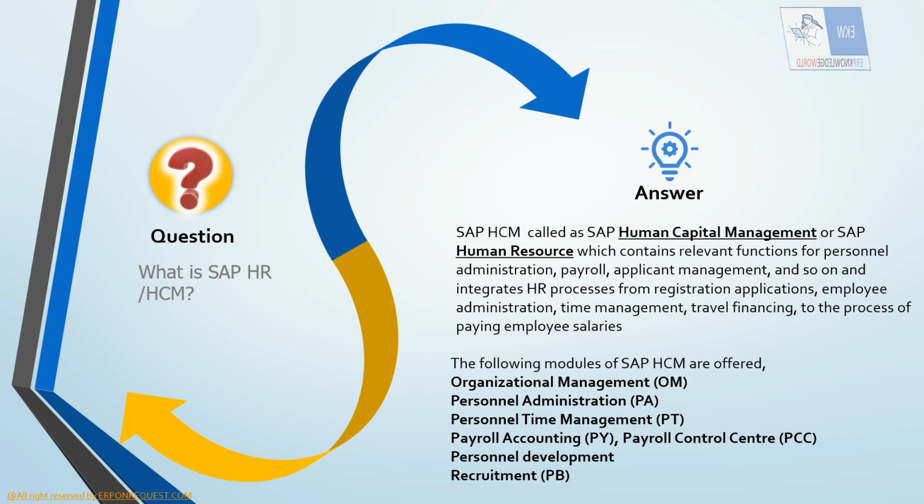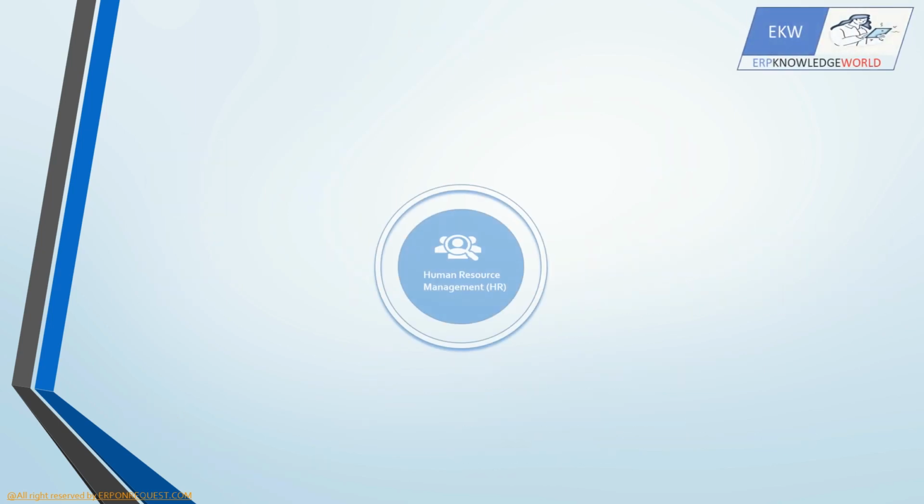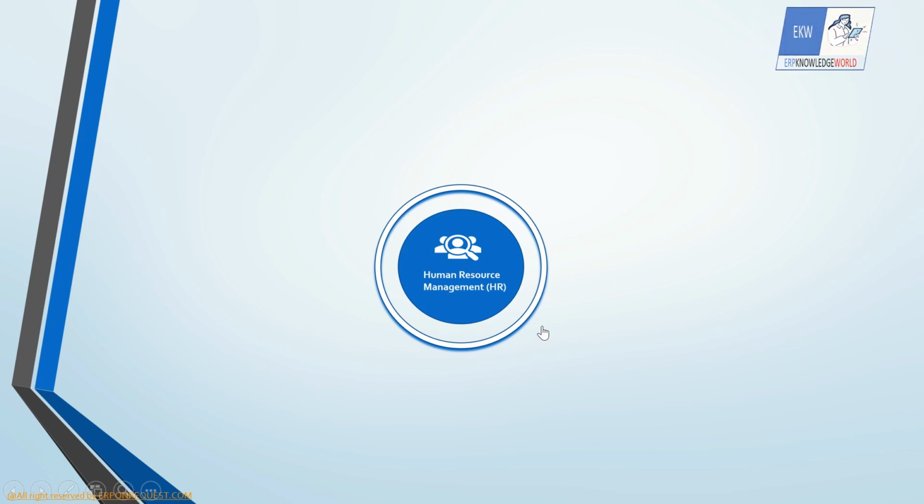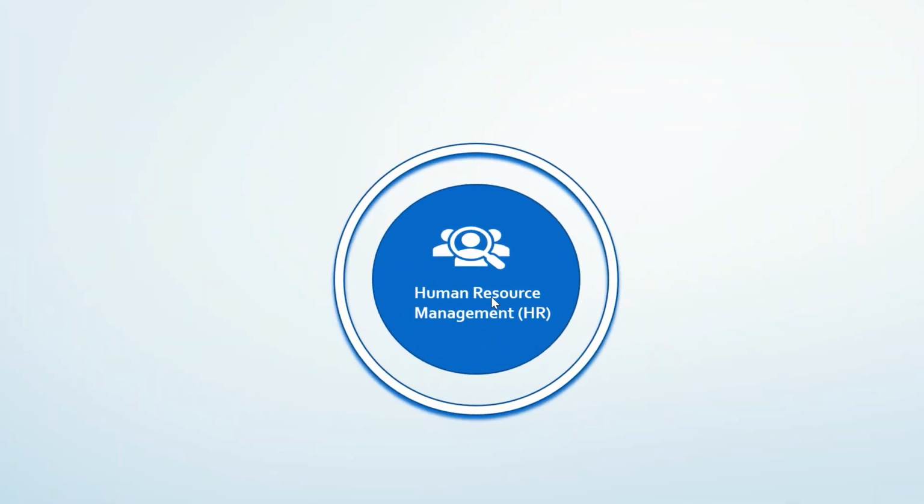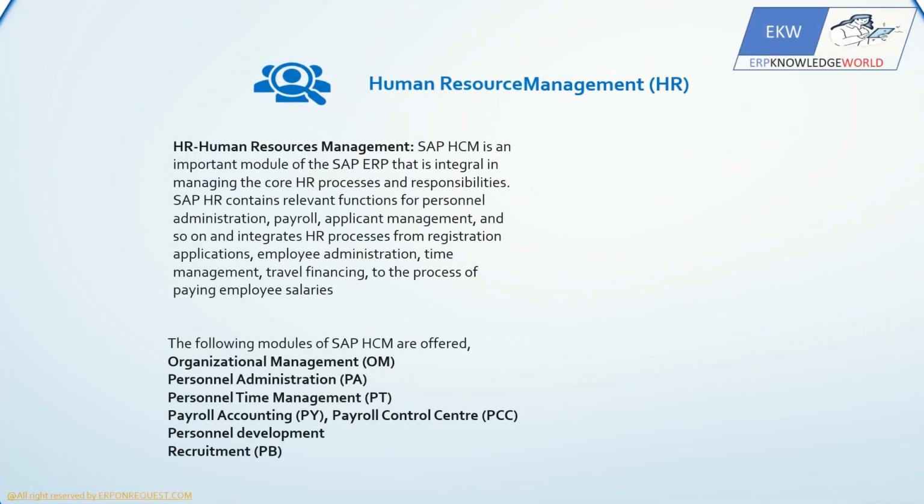So normally, if you go for SAP HR, you can see some modules: organizational management, personnel administration, personnel time management, payroll accounting, and now the latest is there's a cloud solution. So basically, we can see the payroll control center. So let's start with what is human resource, or what is SAP HR.